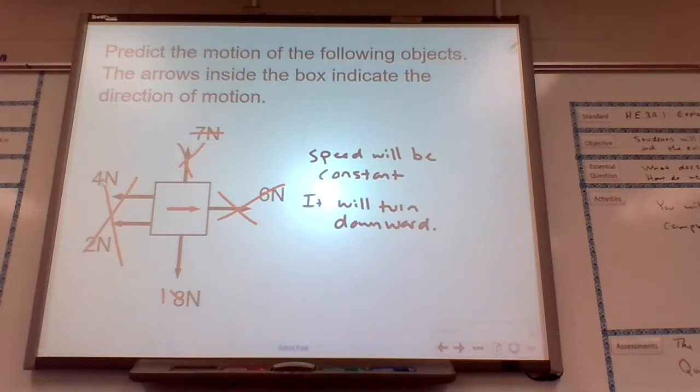So that's my prediction for the future motion of this object. It's using the free body diagram, finding the net force, and then using that net force and the object's motion to make some kind of prediction.